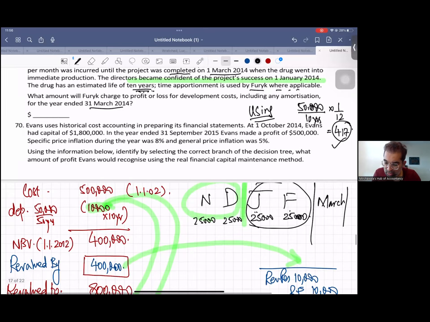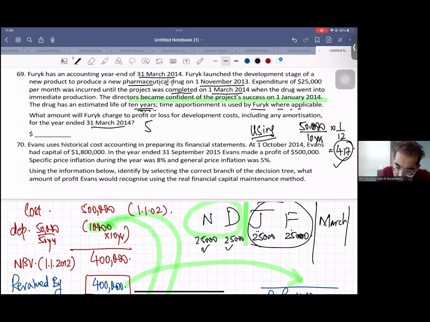And also these two. So the total amount will be 50,417. So what amount will be charged to profit and loss for development costs, including amortization? It's 50,417. What does it mean? It means one month amortization and the 2 months of development cost expense. Did you understand this or not? Even you guys have done this type of question at F7 level as well.